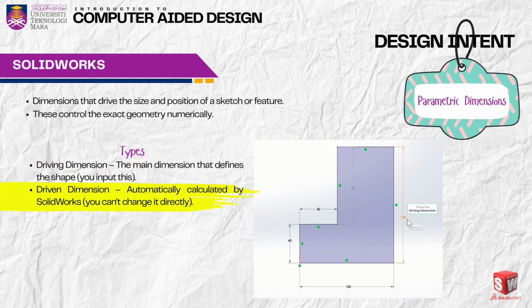On the other hand, a driven dimension is automatically calculated by SolidWorks based on existing driving dimensions and geometric relations. You cannot change a driven dimension directly. Instead, it updates automatically whenever related driving dimensions are changed. For example, if you have already defined the total length of a shape and set the position of 2 points, SolidWorks might calculate the remaining segment as a driven dimension. This type of dimension helps you maintain design accuracy and consistency, especially in more complex sketches where too many driving dimensions could overconstrain the model.